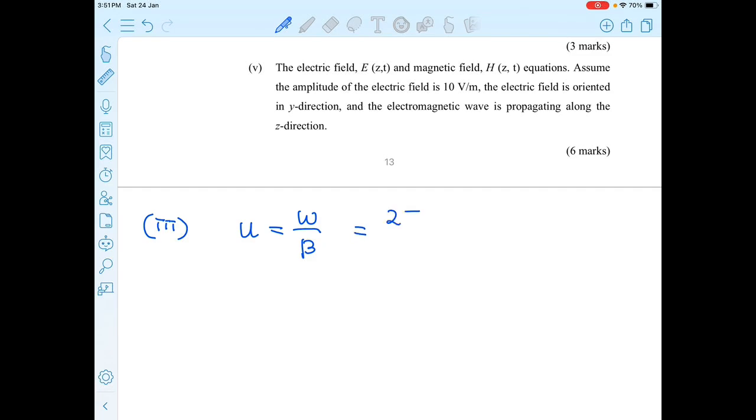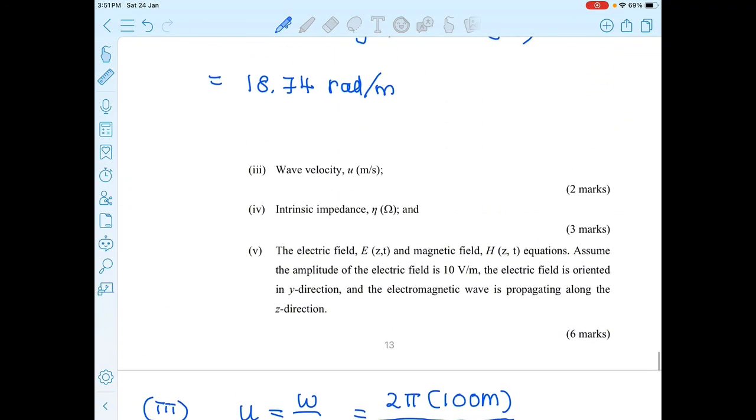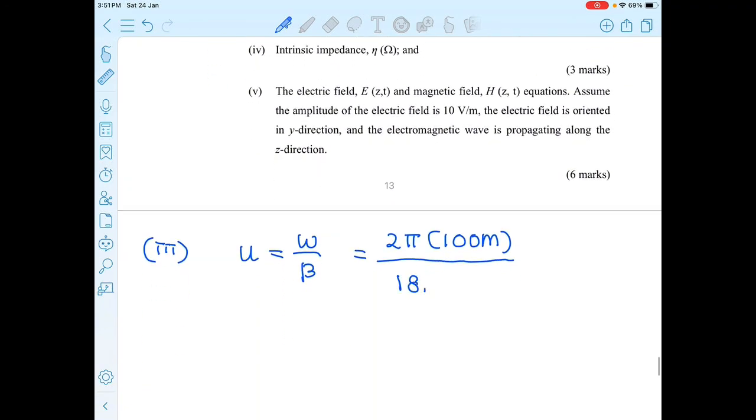Okay, so this is 2 pi times 100 megahertz, so 2 pi f over beta. Beta is 18.74. So you can calculate the answer: 2 pi f over 18.74, which gives 33.53 mega meters per second. Okay, so this is the speed.